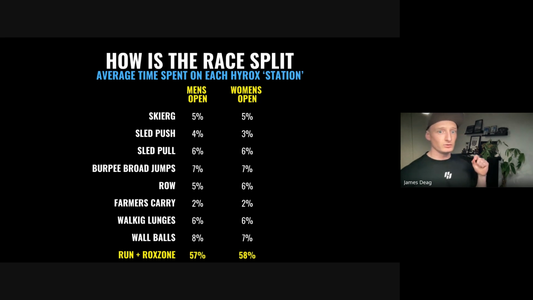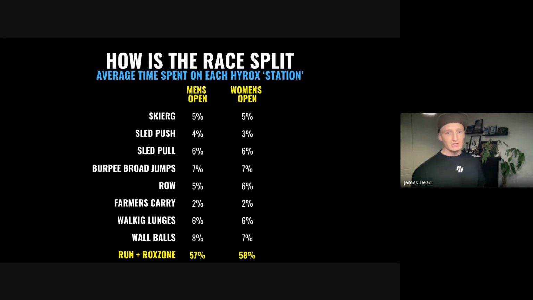This is the split of how the average Hyroxer will go through the race and the proportion that each element of their race makes up of their overall time. So for the average male and female open athlete, their overall time is made up 5% with a ski erg, 4 or 3% with a sled push. And if you look all the way down the bottom, you will notice that the run and rock zone, which of course, the rock zone being another run effectively, you're looking at about 57 to 58% of your overall race time being made up with running.